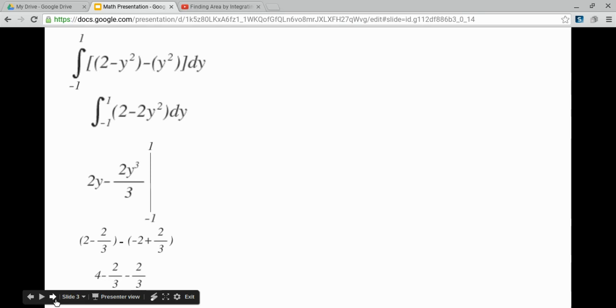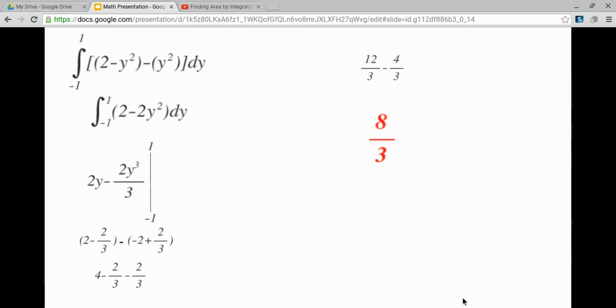And to make the rest of it easier, you would get a common denominator, so you would turn 4 into 12/3 and combine the two 2/3 to get negative 4/3. So it is now 12/3 minus 4/3, and you would subtract those two from each other to find the final area, which is 8/3. So the area of that red portion, the area between the two curves, is 8/3.